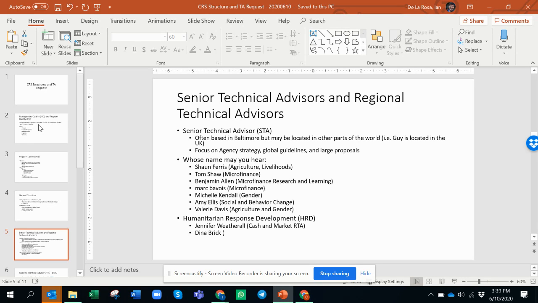I mentioned the Humanitarian Response Department. They kind of sit within the structure, but outside the structure, only in the sense that they're dispersed all over the world, and you can find them anywhere. And that's really nice. So the person you know probably most is Jennifer Weatherall and her supervisor, Dina Brick, who oversees that general department. Again, this is not necessarily mirroring organograms. If you went to organograms, it's a lot more complex than this.